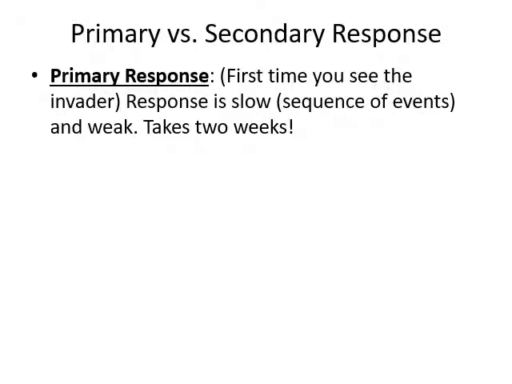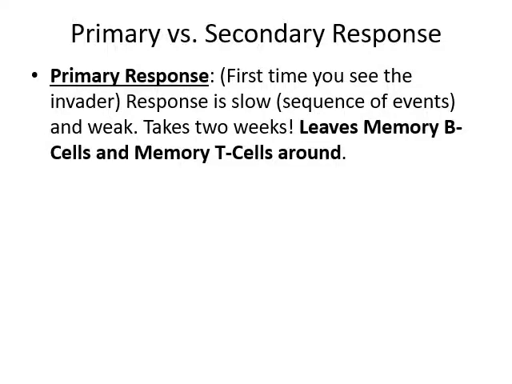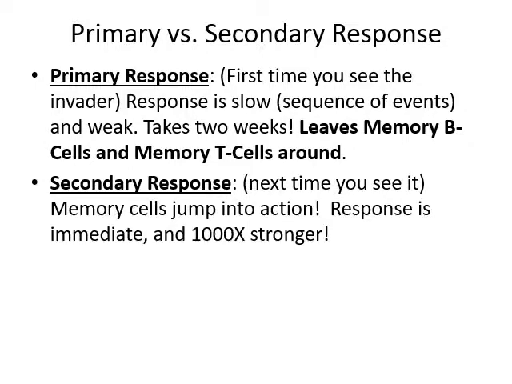The first time your immune system sees this foreign invader, it takes about 2 weeks for it to round up all of these B cells and make them differentiate into plasma cells. The next time you see it, your immune system is ready for it immediately. It responds immediately, and the number of antibodies that's produced is more than 1,000 times greater than the first time you saw it. So it's a very fast, very strong immune response the next time you see it.